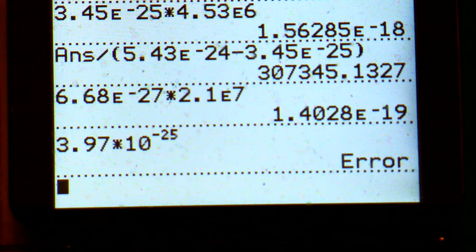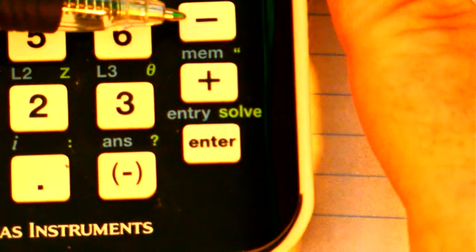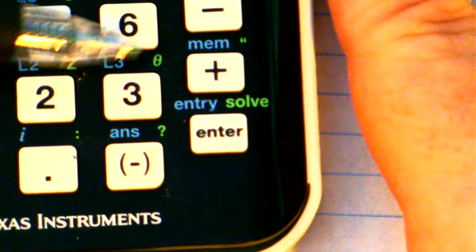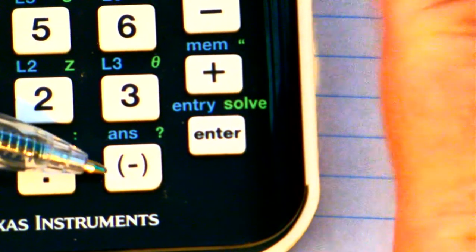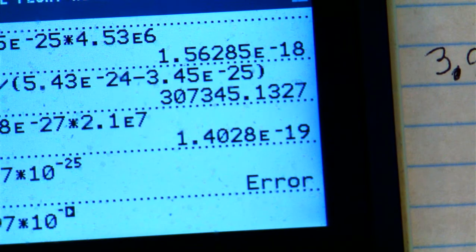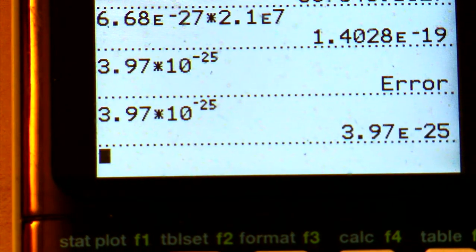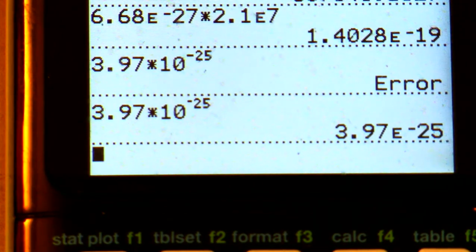Well, that's not encouraging. So now I'm going to type in 3.97 times 10 caret, and this time, instead of pressing the minus key, I'm going to press the exchange key. Let's see if this corrects that error. So instead of minus, I'm going to do exchange and see what happens. So exchange 25, enter. I said, oh yeah, okay, sure, I'm with you. I understand all this.